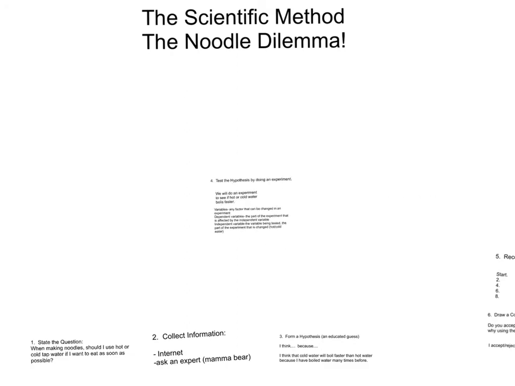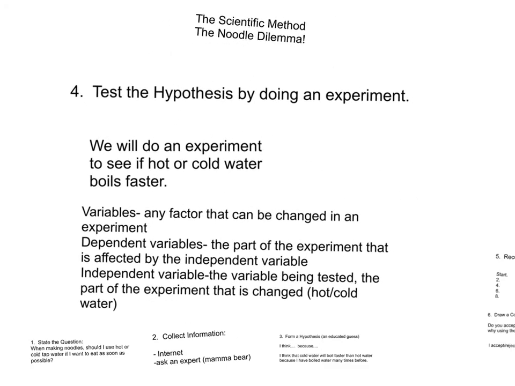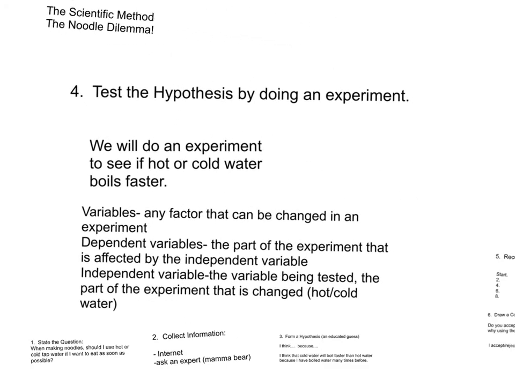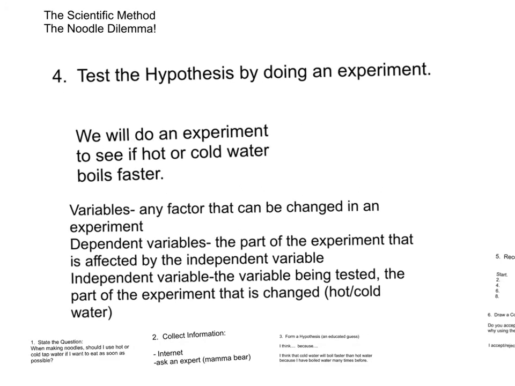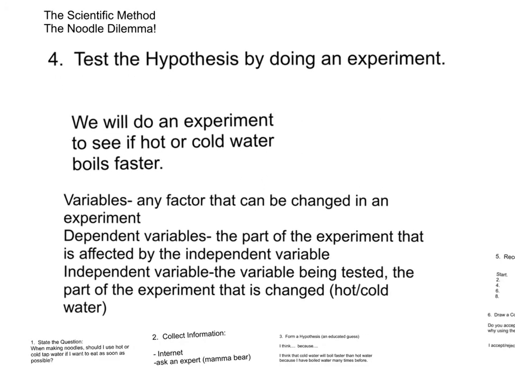The fourth step of the scientific method is to test the hypothesis by doing an experiment. This is the part that we all like to do best. This is where we get to use our hands and put things together or do all sorts of things that will lead us to determining whether or not our hypothesis is correct or incorrect.